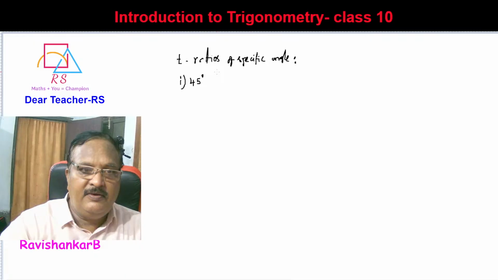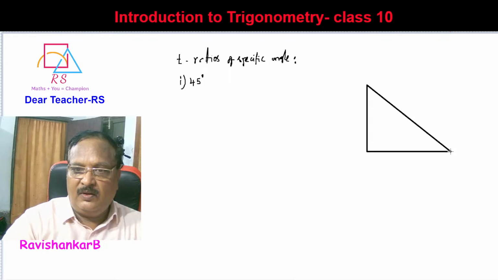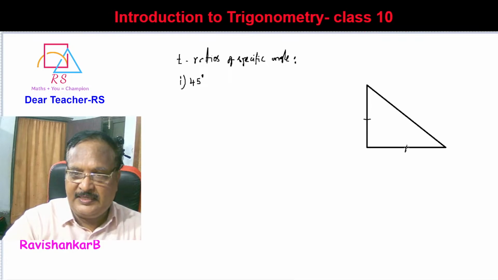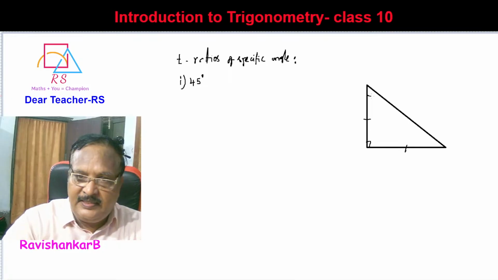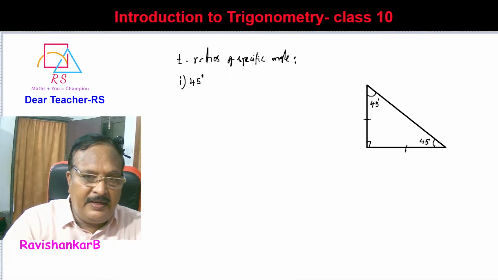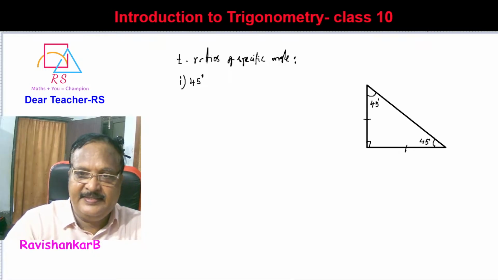For this we have to take a right angle triangle. A right angle isosceles triangle. That means these two sides are equal and this is 90 degrees. Therefore automatically these two angles are also equal, so each one will become 45 degrees. So this is a special case, where in the place of theta we got 45 degrees. Now the rest of the things are the same.